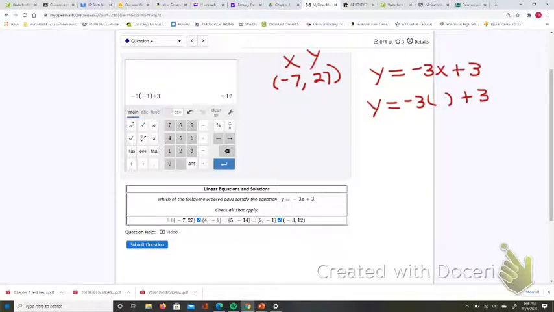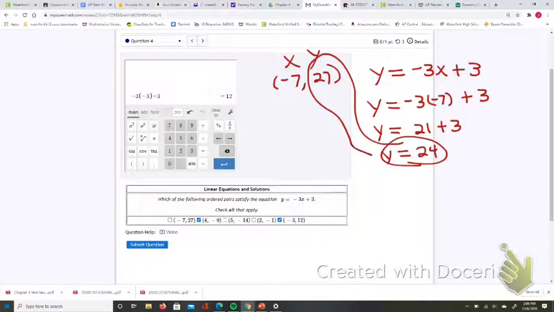Now, just like I did in the calculator screen, I'm going to write the negative 7 in my parentheses because that's my x. So y equals negative 3 times negative 7. Negative 3 times negative 7 is positive 21. And then y equals 21 plus 3, which is 24. Okay, now I go and I compare. Does 24 match with 27? No, it does not. So it doesn't work, so I don't select it. Now let me show you one that does work.